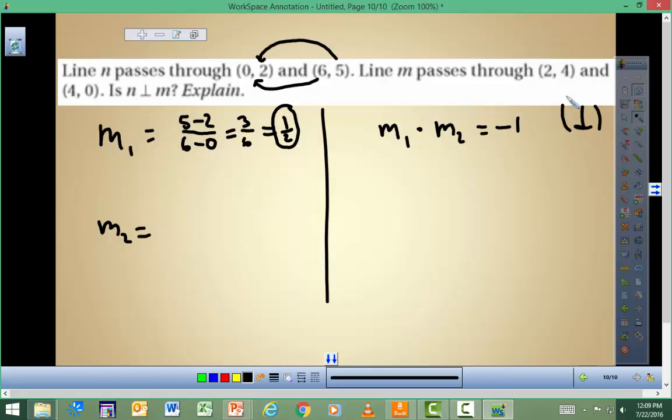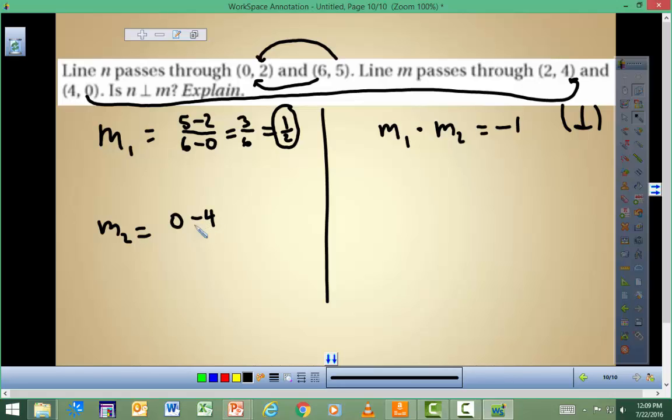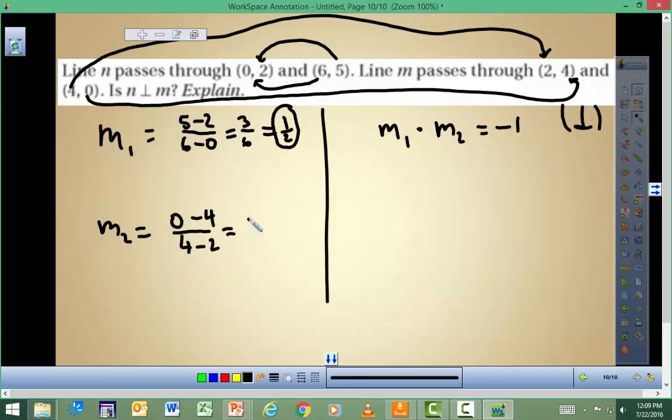Well, now the second slope is using these 2 points. So if I take the y coordinate here and I subtract the y coordinate over here, I would have 0 minus 4. And then I take the x coordinate here and I subtract the x coordinate here. So that would be 4 minus 2. Well, that's equal to -4 over 2. And that turns out to be -2. Okay? And I've already figured this out.